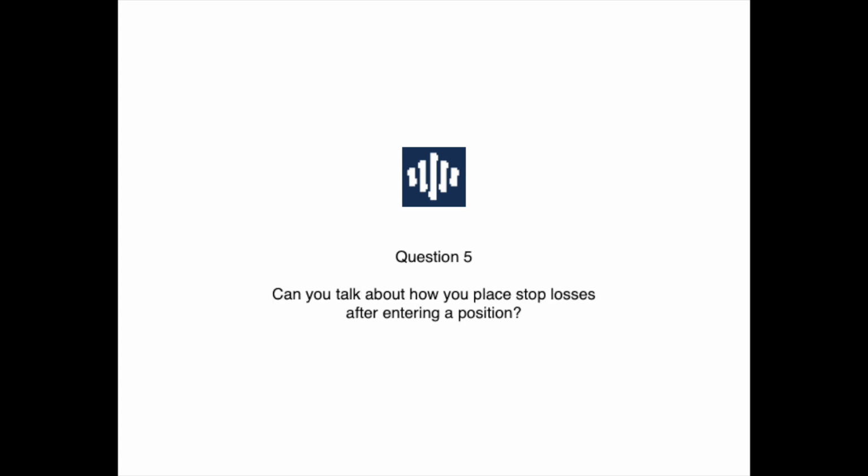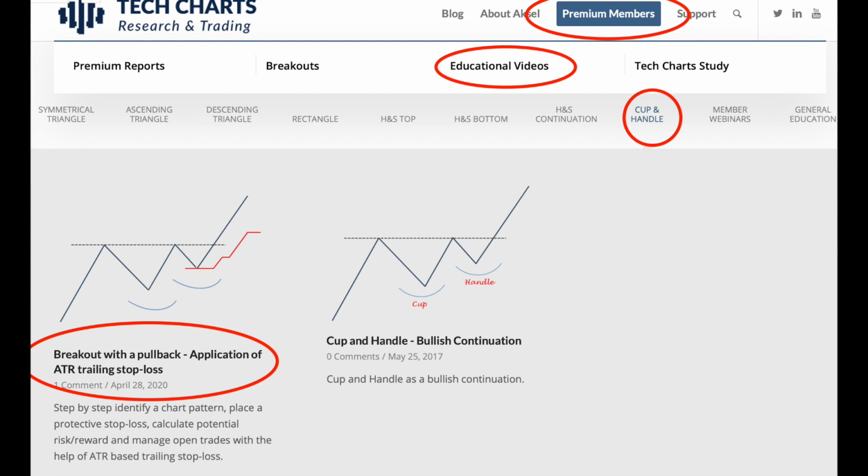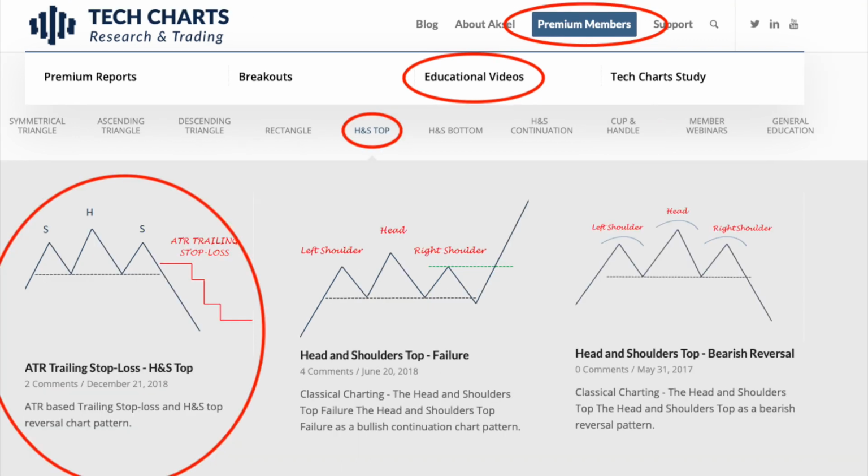Can you talk about how you place stop losses after entering a position? There is a very detailed educational video. Actually, there are two under educational videos. They are somewhere around 5 to 10 minutes long. One explains stop loss placement on a cup with handle, the other one on a head and shoulders top. These are ATR trailings, and there's a good explanation of how to calculate the ATR trailing. So this will give you guys an idea if you have a look at the educational videos section.